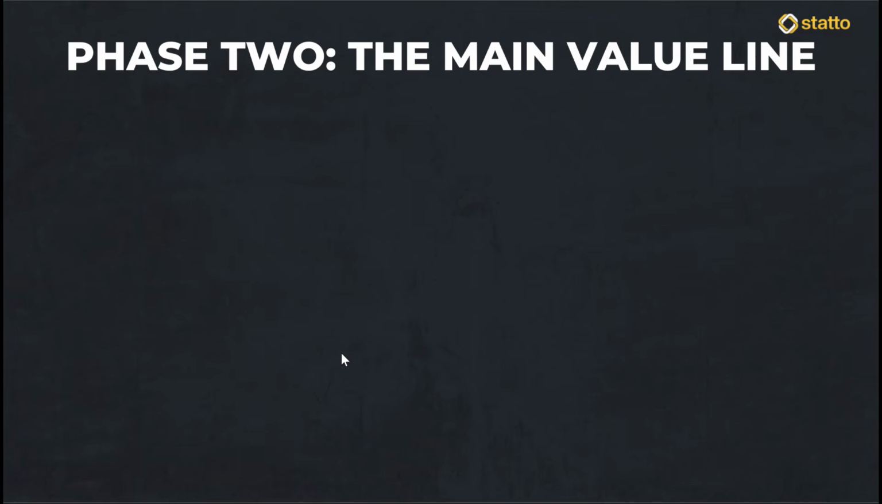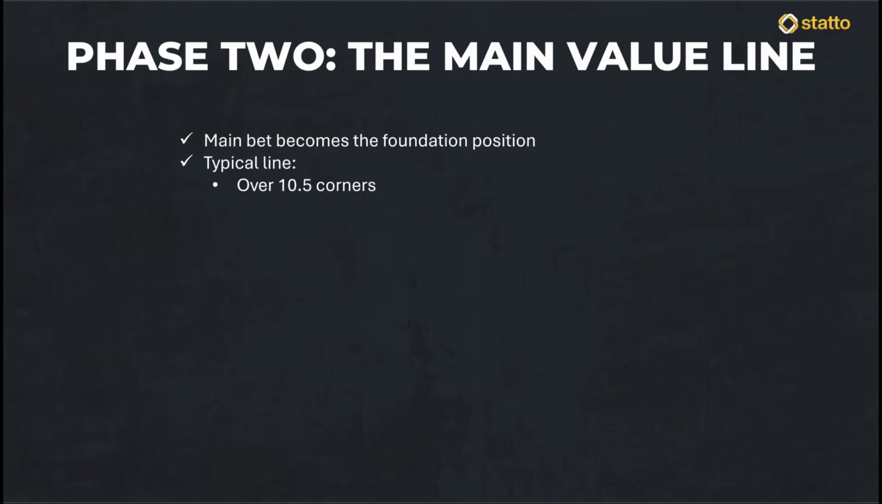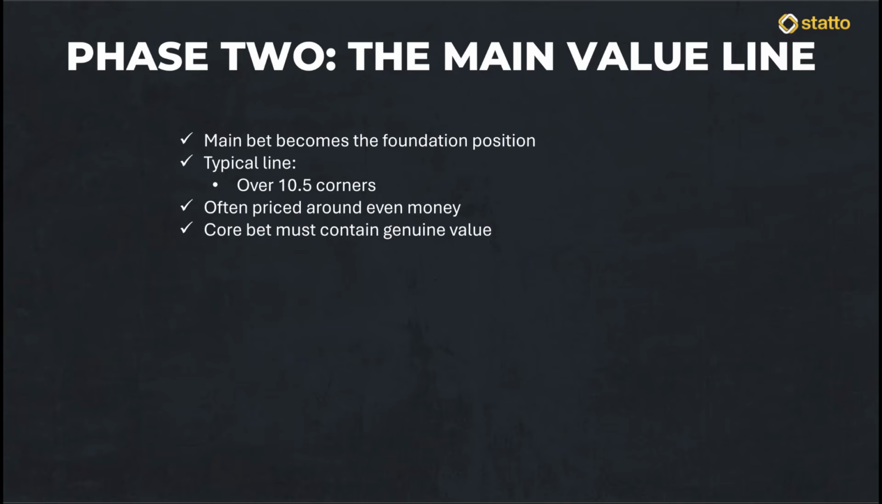That brings us nicely into phase 2. Phase 2 is where you identify your main value line. This is your foundation bet. Typically, this will be something like over 10.5 corners, usually priced somewhere around even money. This is the bet you believe has value based on your analysis. So if nothing else happens, if the match just about clears the line, this is the bet that gets the job done.